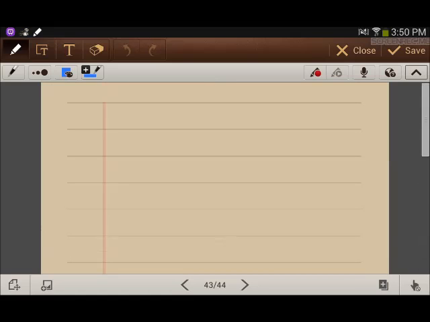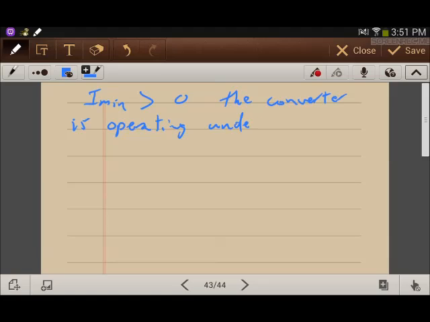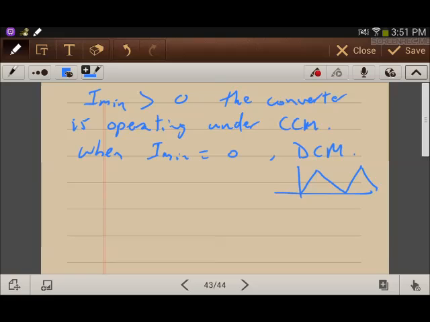This is in CCM, meaning that when I min is greater than 0, the converter is operating under CCM, continuous current mode. But when I min is equal to 0, this is called DCM, discontinuous current mode, meaning that the current will behave like a triangular waveform.